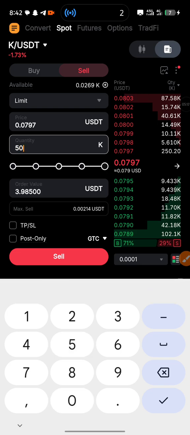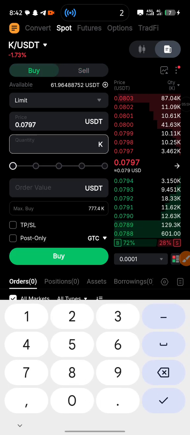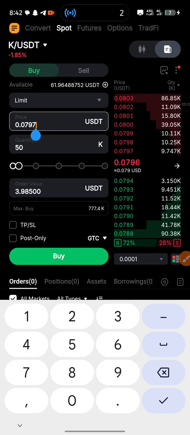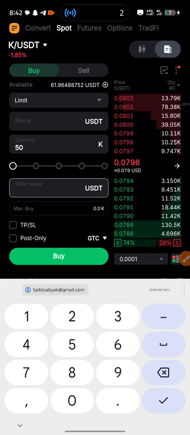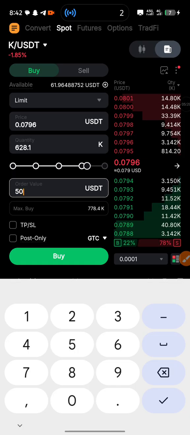Okay, so I'm trading with 50 USD. Trading this particular coin with 50 USD, I'm going to go into a lot of volume here. With 50 USD, I'm going to be given 621 of this particular coin.